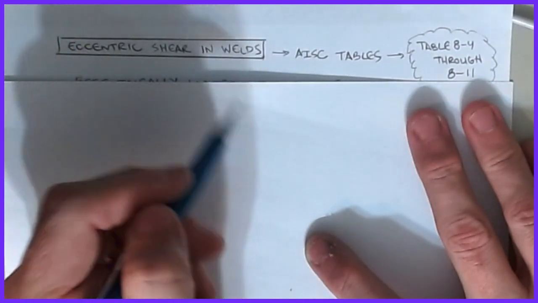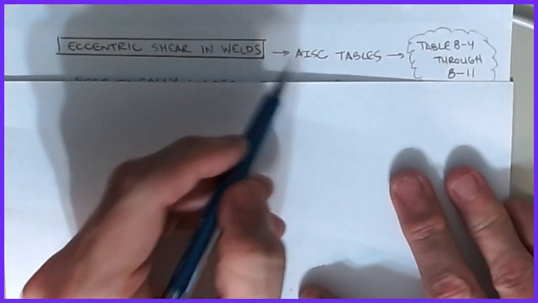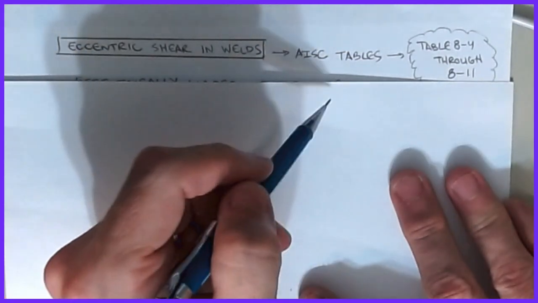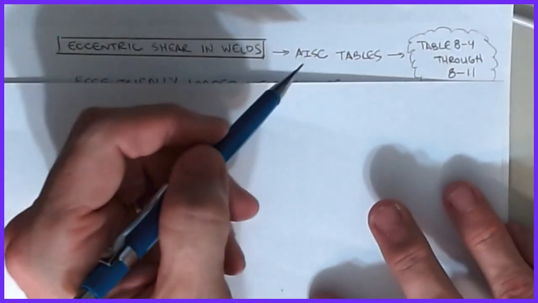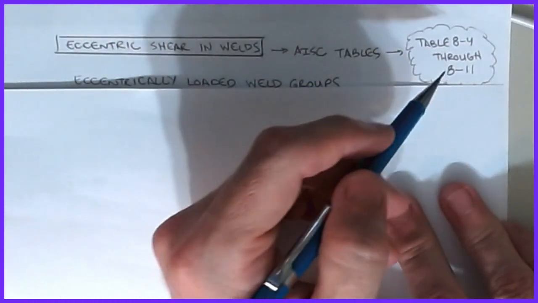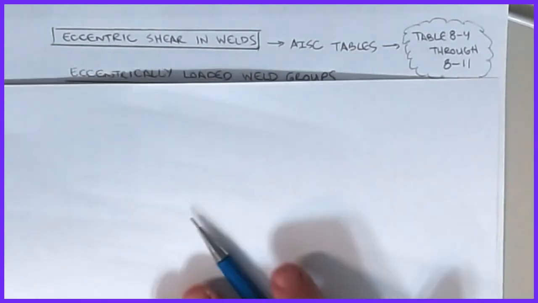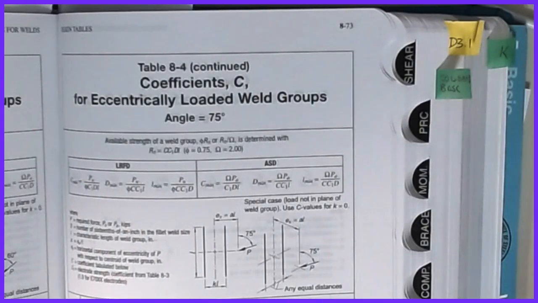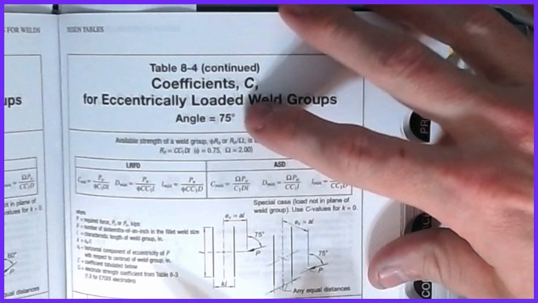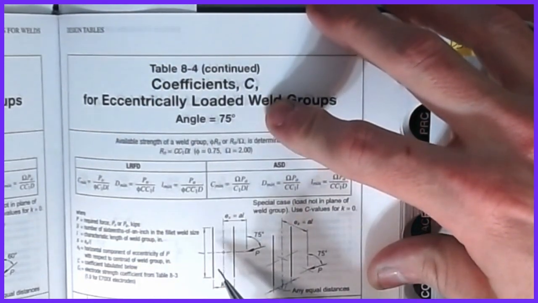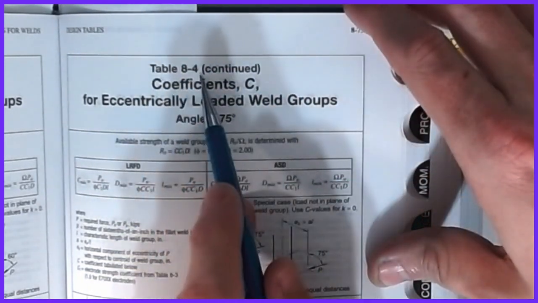If you remember, we had the bolt pattern tables last time. Well, the AISC tables for welds are very similar, okay? These are located in Section 8 of the code, tables 8.4 through 8.11, and I'll show you one in just a second. So let me get that open for us real quick. All right, so what I've done is I've arbitrarily chosen a page associated with, in this case, table 8.4.